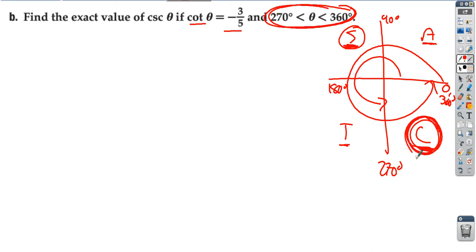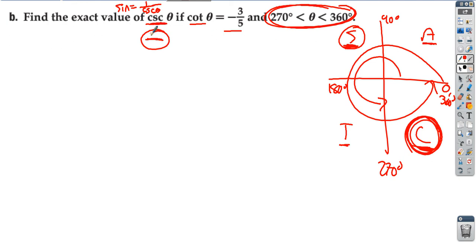And in the fourth quadrant, cosecant, well, remember, cosecant goes together with sine. Sine is the same as 1 over cosecant. But they're not negative reciprocals, they're just regular reciprocals. So whatever cosecant is, positive or negative, that's what sine is going to be. So in the fourth quadrant, sine is negative. That means cosecant will be also. So I'll just write a negative there to remind us.